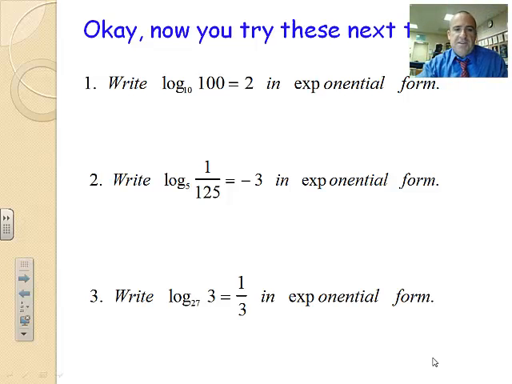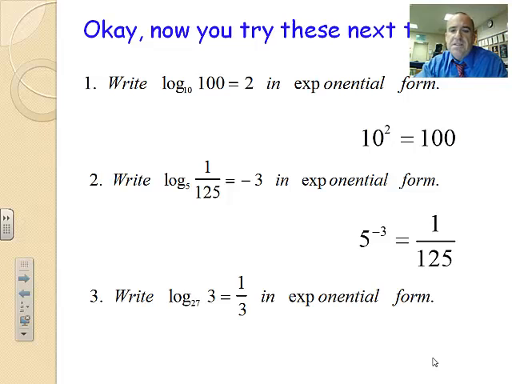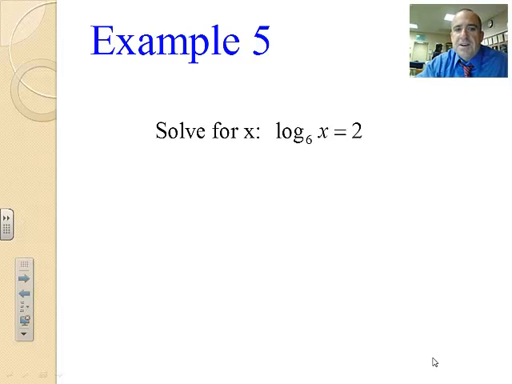Alright, you should have these finished by now. Let's see if you got them right. First one, 10 squared equals 100. Of course it does. 5 to the negative 3 equals 1 over 125. 27 to the 1/3 equals 3. If you got all those right, golf clap. Okay, moving on. Example 5, solving some equations.